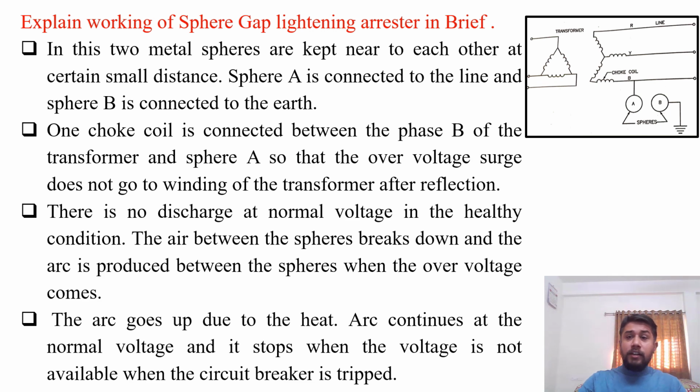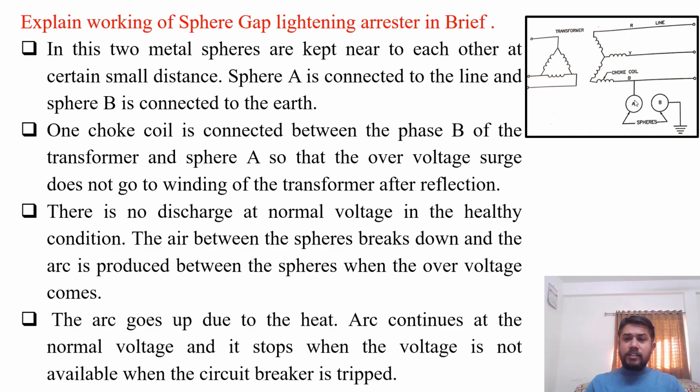Explain working of sphere gap lightning arrestor in brief. So in this, two metal spheres are kept near to each other at a certain small distance. This will cause a sphere gap in between these two spheres. Sphere A is connected with the line and B is connected to the earth. One choke coil is placed in between phase B of the transformer and sphere A so that the overvoltage surge does not go to the winding of the transformer after the reflection like this.